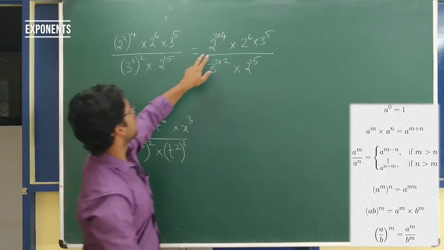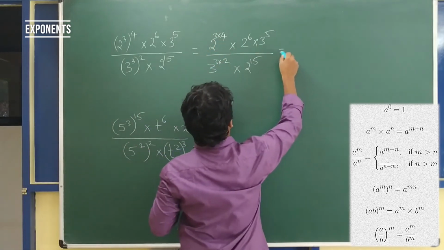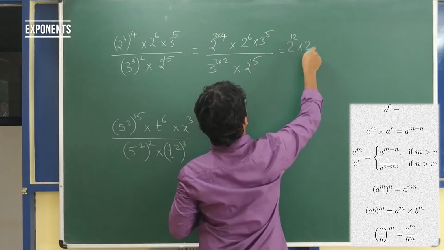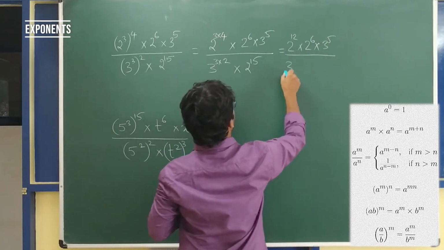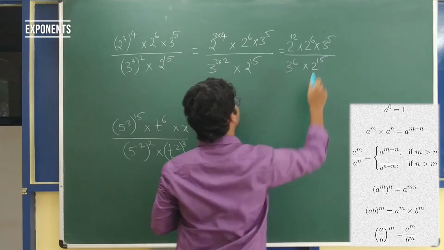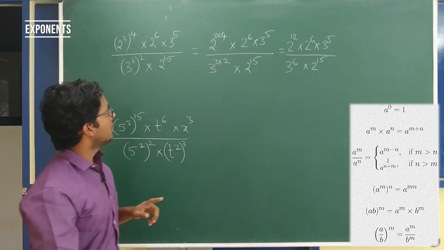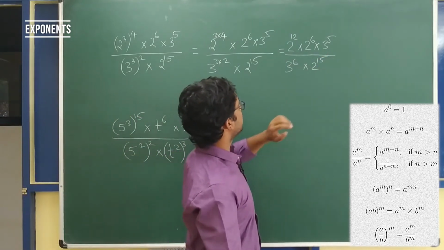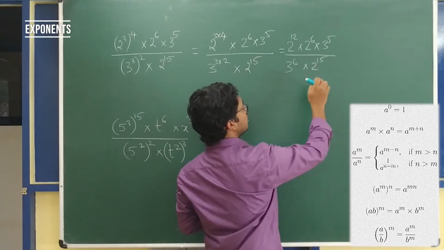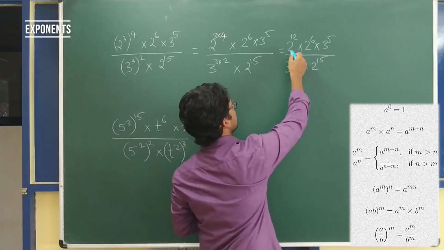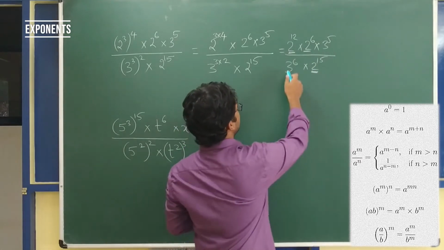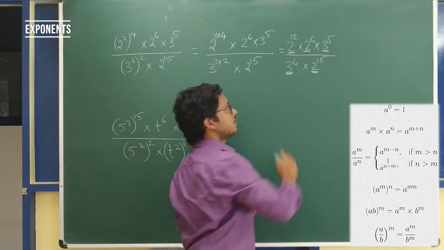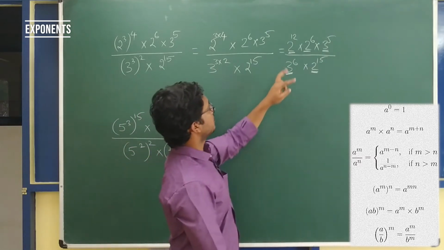So let's simplify this one further. So this is 2 raised to 12 into 2 raised to 6 into 3 raised to 5 divided by 3 raised to 6 into 2 raised to 15. Now I have 2 bases here, 2 and 3. These are the terms with 2 as the base and 3 as the base. You have 2 terms, so let's simplify this one.